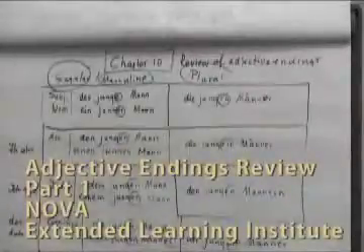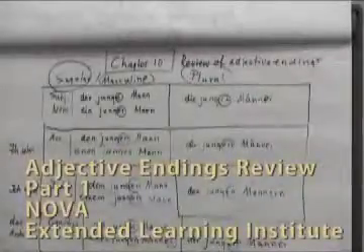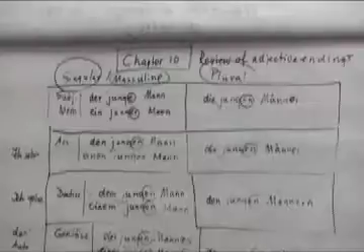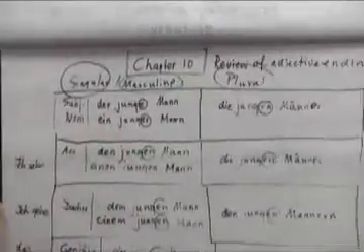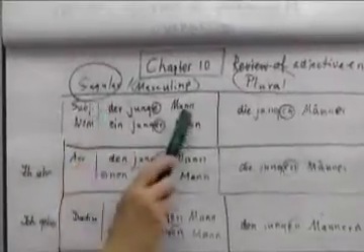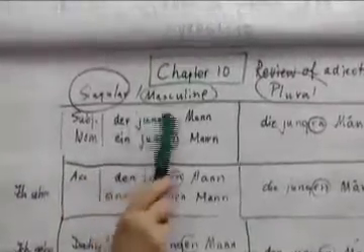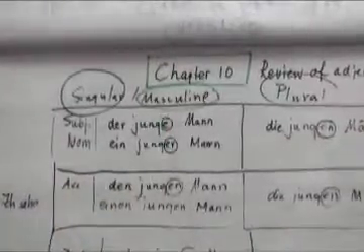Chapter 10. In this session we are going to do a review of adjective endings. Alright, and we are going to start with the masculine nouns. Alright, so singular, der Mann, and then we add the adjective jung. Der junge Mann gets an E ending.